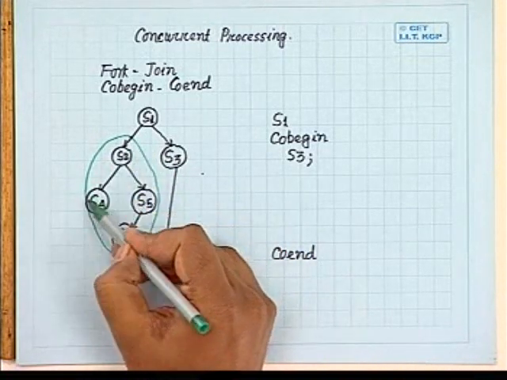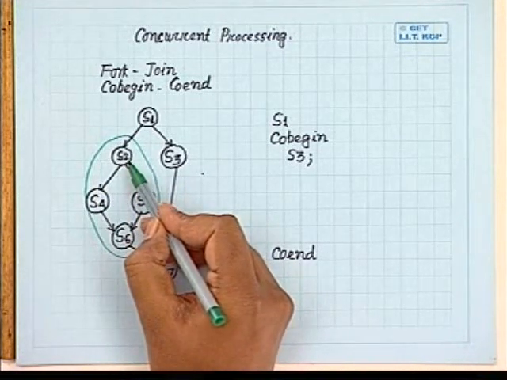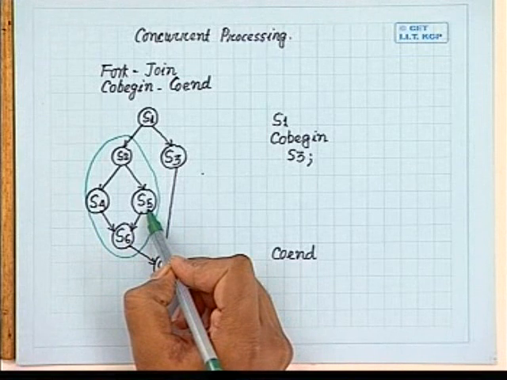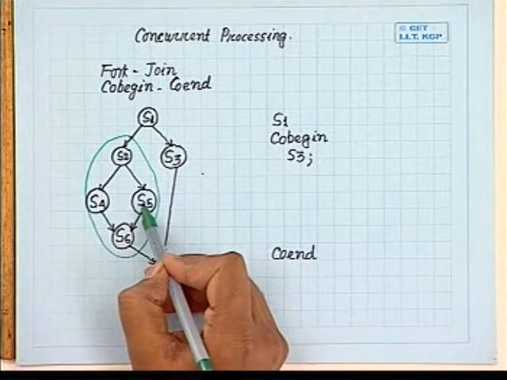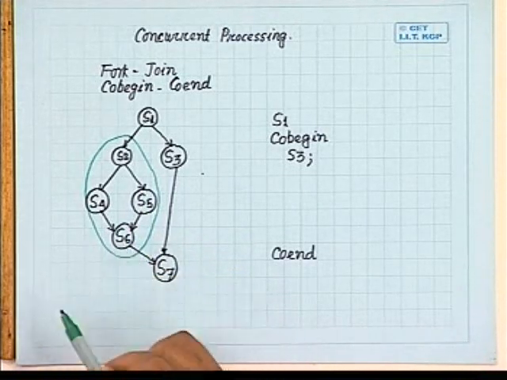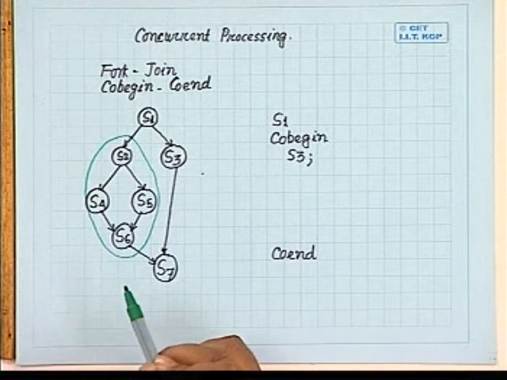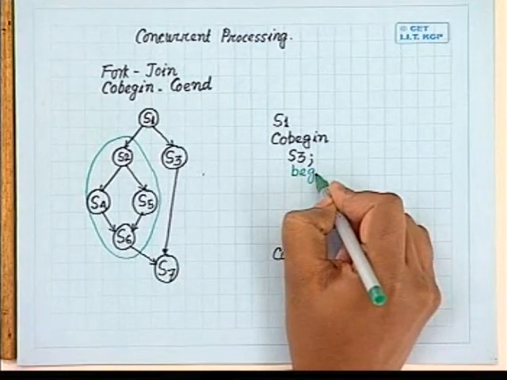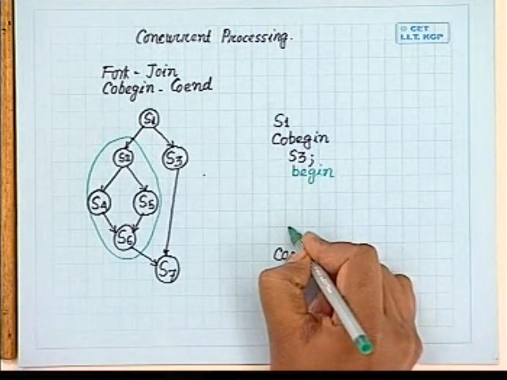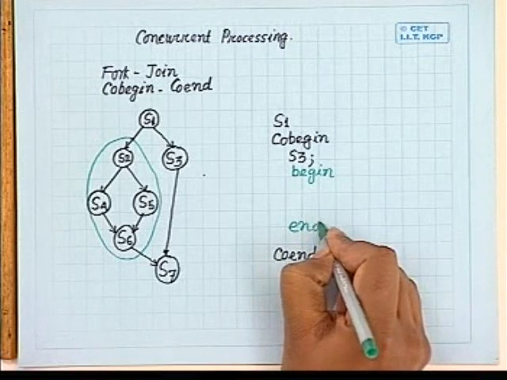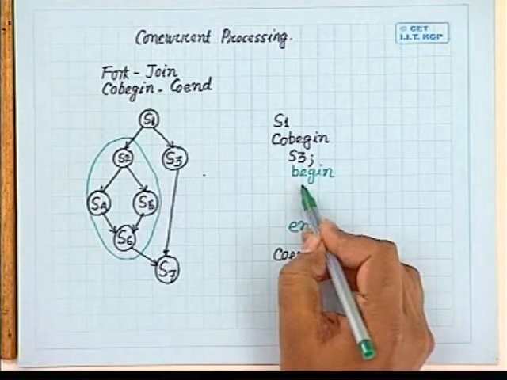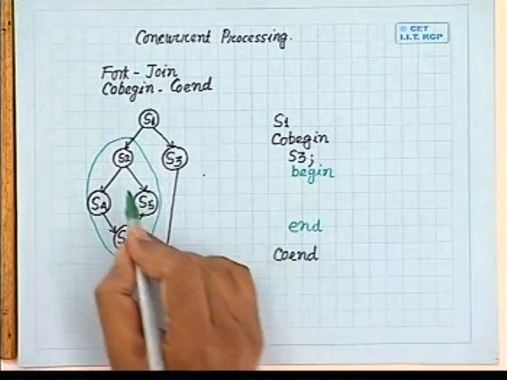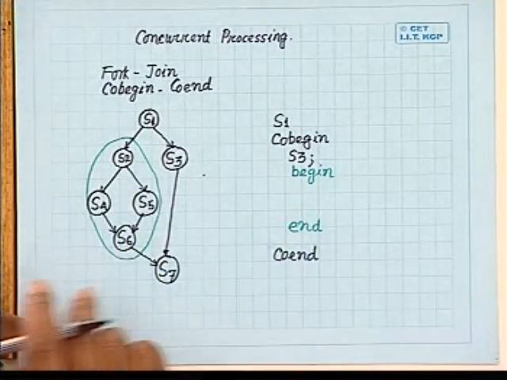Now when I come to this part of the precedence graph, firstly I have to execute S2, followed by creation of two processes. One process will execute S4, the other will execute S5. After completion of both S4 and S5, S6 has to be executed by a single process. For that, I can write another begin-end construct. Whatever you have within this begin and end construct becomes a single process. Within this single process, I have to execute statement S2, so S2 will be executed under this.